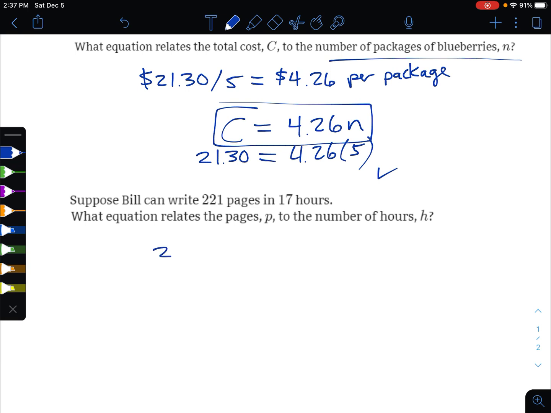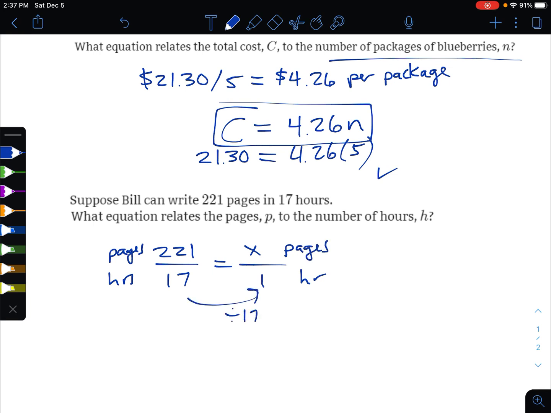Let's do one more here. So we've got 221 pages in 17 hours. Let's get down to a unit rate. So let's divide by 17 to get down to 1. So 221 divided by 17 would be 13. So that means 13 pages per 1 hour, because 13 would go where x is, which is 13 over 1 hour.